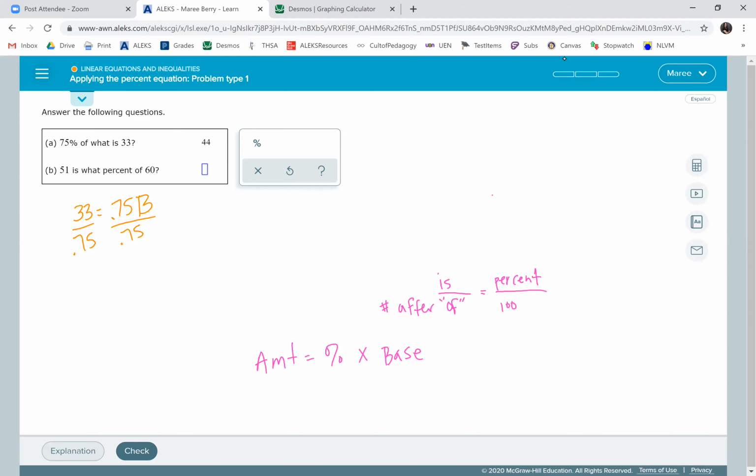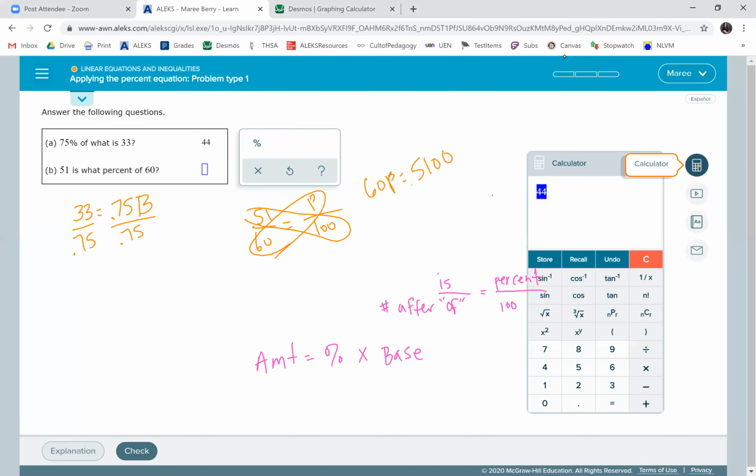For the second problem, I'm going to do the ratio. So we have 51 is what percent of 60? The word of is there, so I know 60 goes right here. What percent means we don't know what the percent is, and then we have 51. So I'm going to do 5100 and then divide by 60, because 60P equals 51 times 100. So I just do 5100 divided by 60. It's 85, and I have to remember that we're asking about percent, so I have to put in my percent.